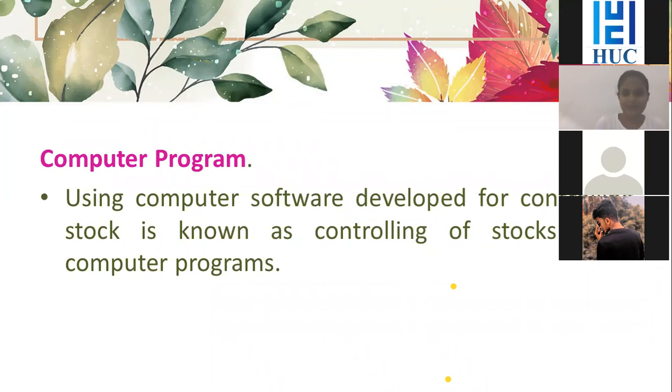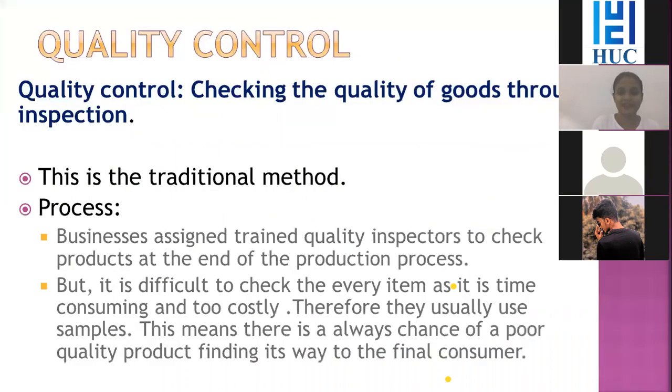Computer program. This is the most common method. Using computer software, businesses keep control of this stock. They control the stock using some software. This is the most common method. Computer program.